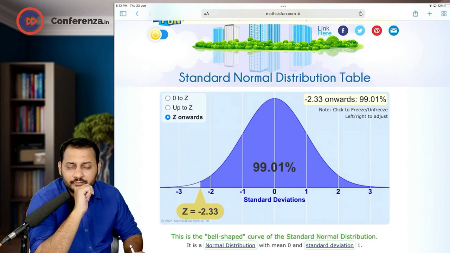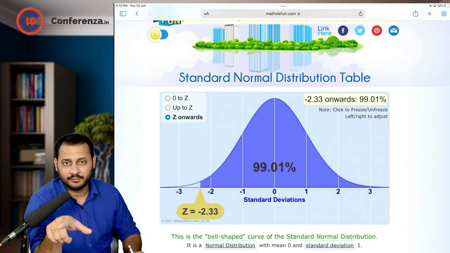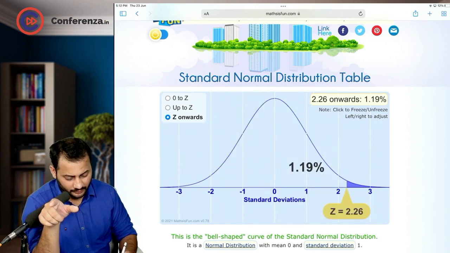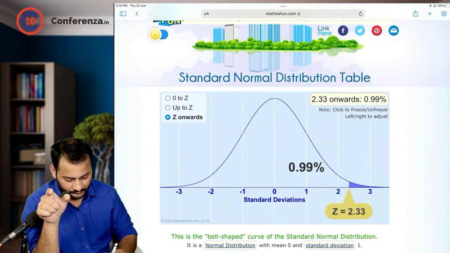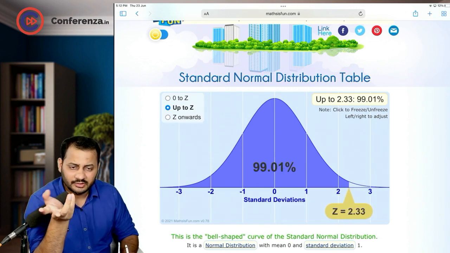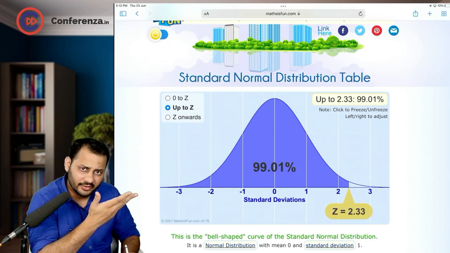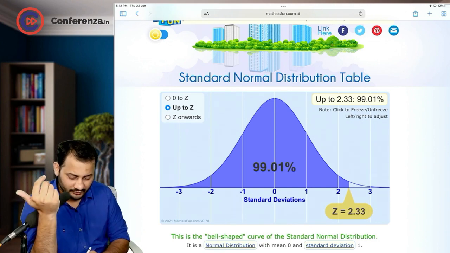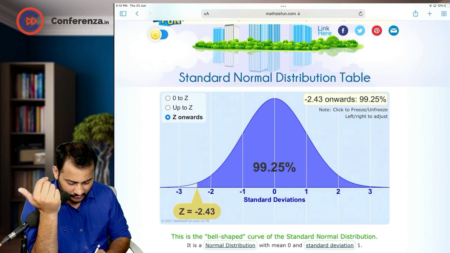2.33, minus 2.33. You can also go to this point. In this case also you will have the same probability, 99%. But we are not worried about the profits, na? We are worried about the losses. So that's why we'll come on this side. So 2.33 is the figure where 99% probability is given.